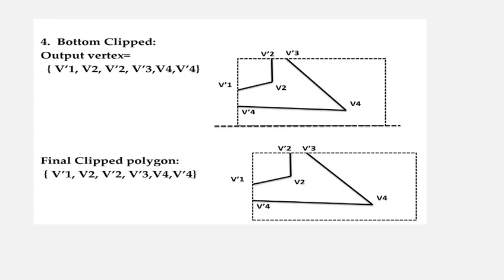So if we consider a particular polygon in the given clipping window, based on these rules, this is how we clip a particular polygon from left, top, right and bottom. So that's it about the Sutherland-Hodgman polygon clipping algorithm. Thank you.